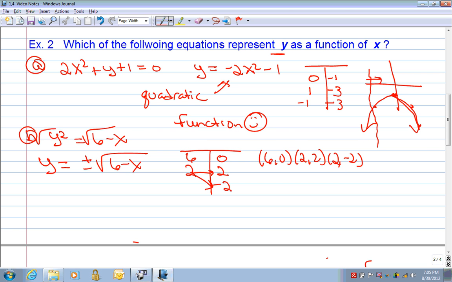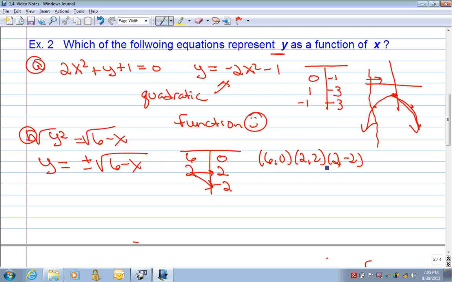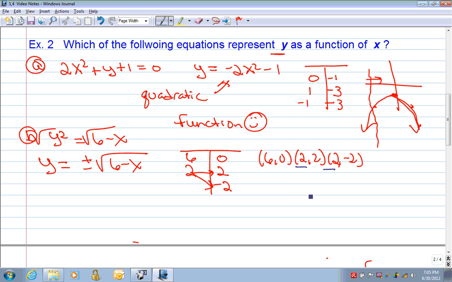Notice all of a sudden, two of the domain values repeat themselves. So, sorry about that. So this is not a function. Okay, this is not a function.